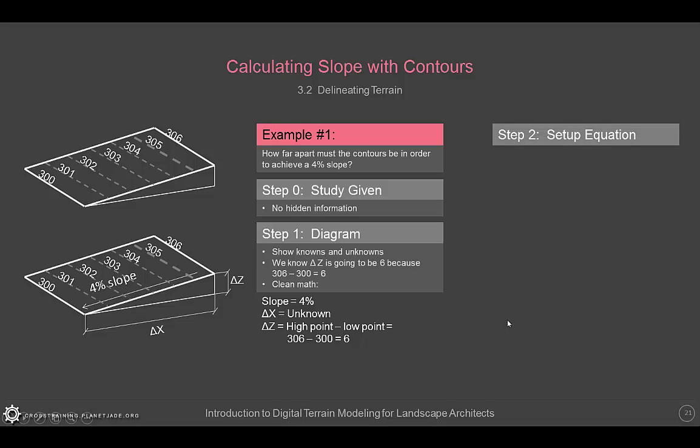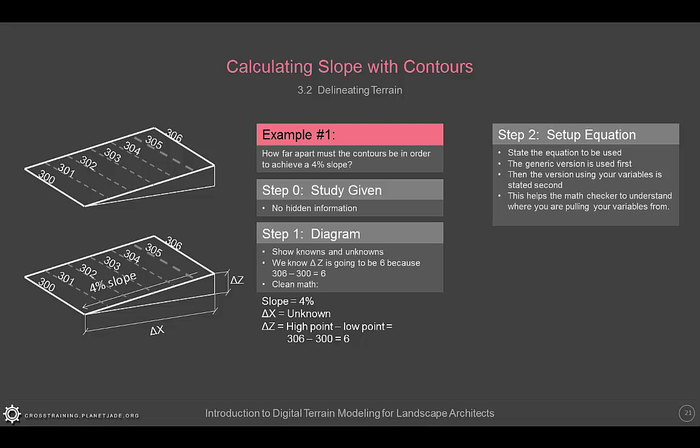Step 2, now we want to set up our equation. So to do this, we want to state the equation that we're going to be using, and we want to use the generic form of the equation first, and then the version that is going to be using our variables. And we want to do this because, again, we want to make sure the person who's going to be checking our math is going to be able to understand where we are pulling our variables from, kind of like where the numbers come from. So clean math example here.